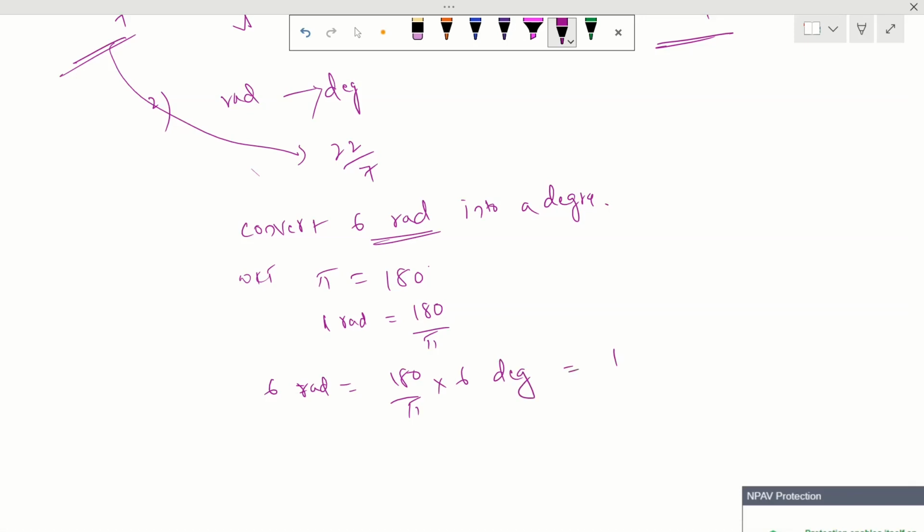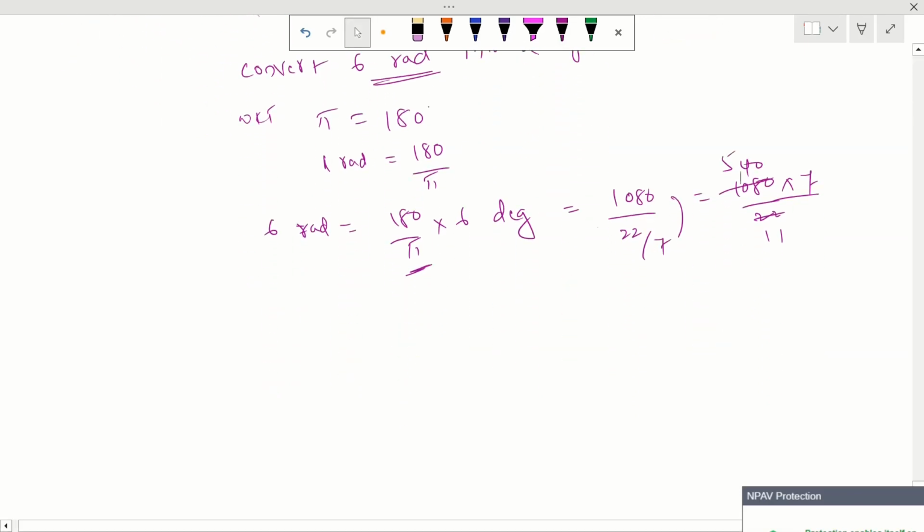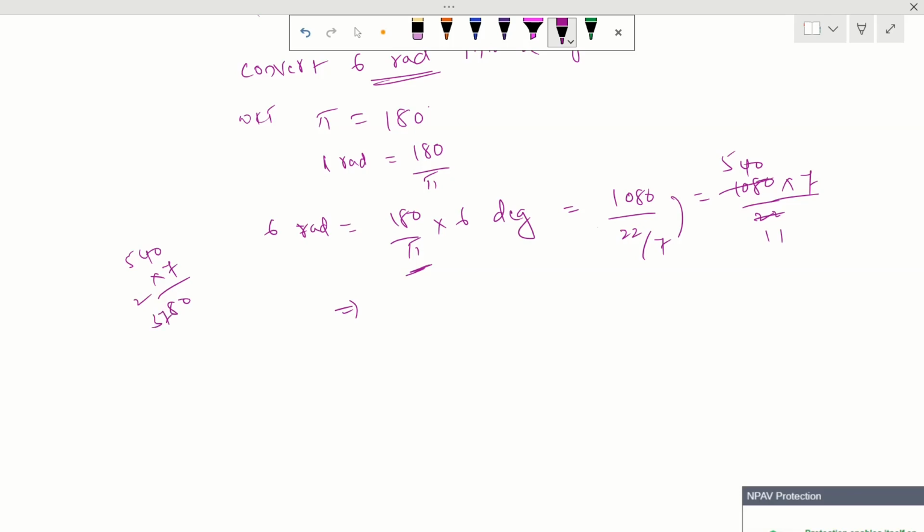Then 180 into 6 is 1080, so 1080 divided by pi. What is the value of pi? 22 by 7. So 1080 divided by 22 by 7, the 7 goes up. Multiplying, 2 ones are 2, 2 fives are 10, so this becomes 540 by 11. Then 540 into 7 is what? 540 into 7 is 3780. So it is 3780 by 11.